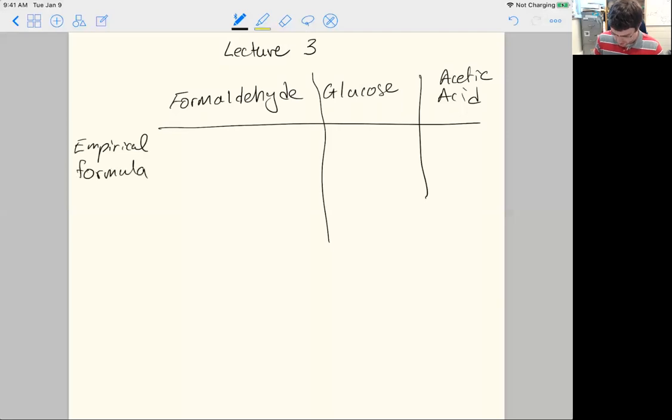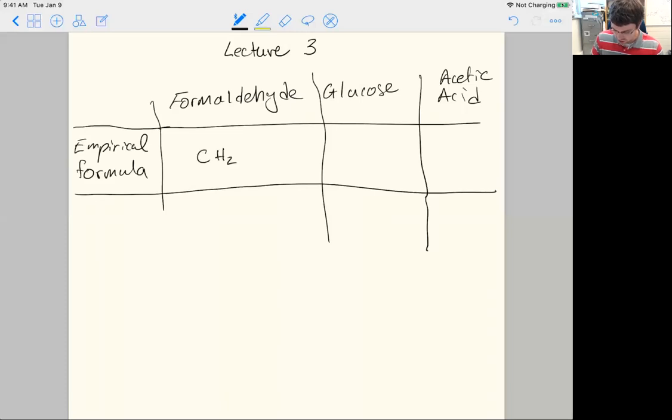Now, the empirical formula is very useful because it provides the ratio of the elements that make up the molecules that we're studying. But as we've seen in the past lecture, it has some shortcomings in that we could have coincidentally identical empirical formulas for very different molecules. And that's the case here. Formaldehyde has an empirical formula of CH2O. Glucose has an empirical formula of CH2O. And it turns out acetic acid also has an empirical formula of CH2O.